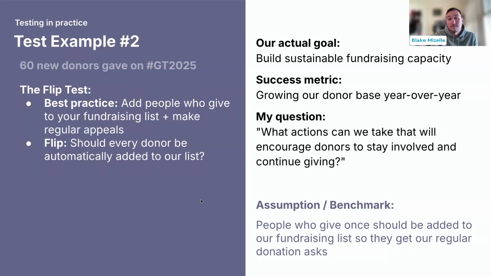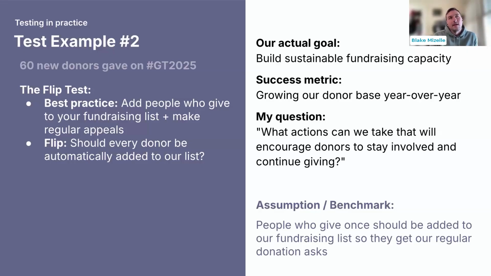But this time we're going to start with the flip test. All right. The best practice here is add people who give to your fundraising list. So someone donated to us on Giving Tuesday, they've been rolled into the list, and they now get our regular appeals.